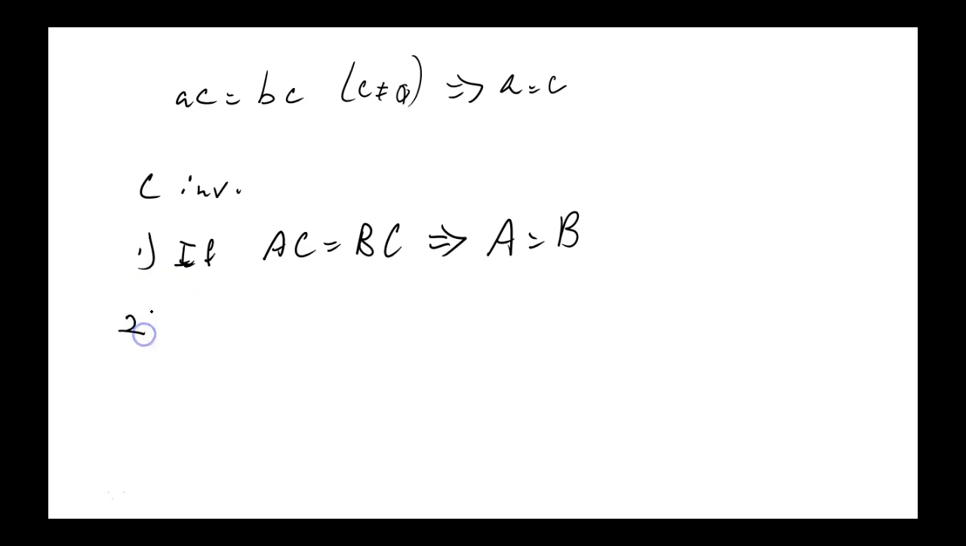The second is this one. If CA is equal to CB, then A is equal to B. Okay? So you can do it either from the left or from the right, but you can't reverse it. Okay? You can't say if CA is equal to BC, divide out the C. No, you can't do that.